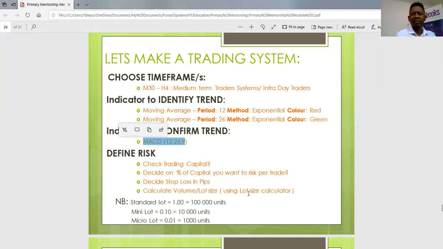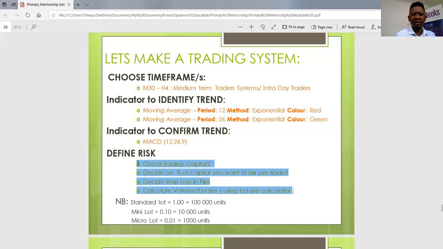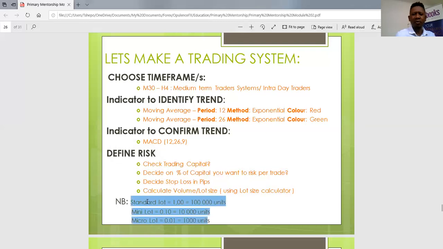Once that's done, we're going to be checking the risk that we can expose to that trade. We've already spoken about using up to 1%. Then in this video, I'm going to be dealing with what a lot size means, and how you would know the lot size or the volume of a trade, the quantity, the contract amount. So that's going to be important. Let's get started.